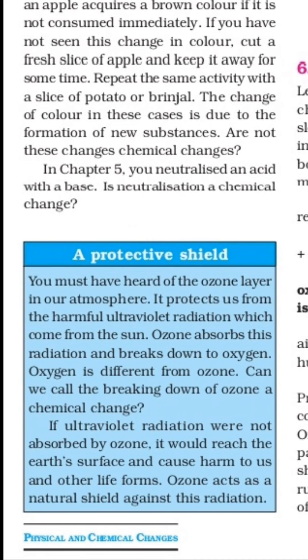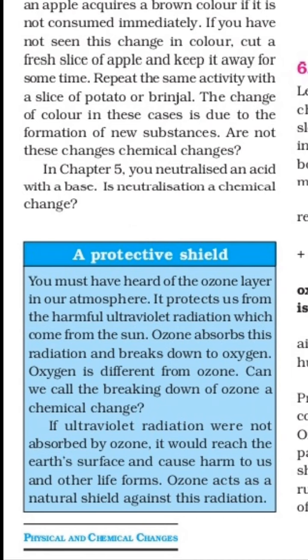What happens when this harmful ultraviolet radiation is released by the sun and bombards the ozone layer? Ozone absorbs this radiation and breaks down into oxygen. Oxygen is different from ozone. Both are different, they are not the same.